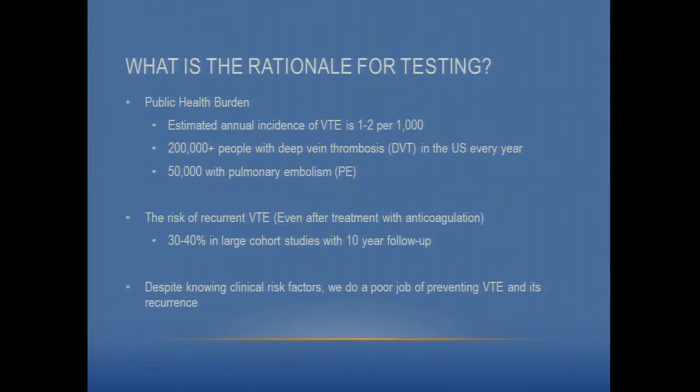So what is our rationale for testing for these? Well, venous thromboembolism, one could argue, is a pretty big public health burden. The estimated annual incidence of VTE in the adult population is about 1 to 2 per 1,000, and that's a number that I'll come back to. So 1 to 2 people out of every 1,000 will be affected annually by venous thromboembolism. In the United States, there are at least 200,000 people with symptomatic deep vein thrombosis every year.